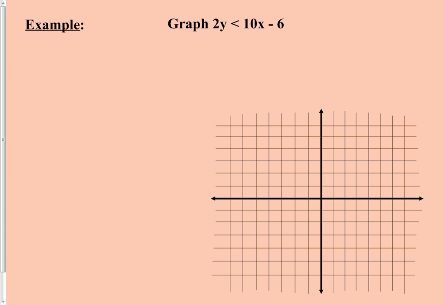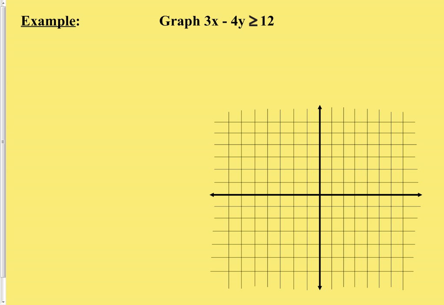But at any rate, here we have an equation. 2y is less than 10x minus 6. Let's solve that, let's graph it, and let's pick a test point and decide which direction to shade it. I also have another example, and the second example is 3x minus 4y is greater than or equal to 12. So again, do the best you can. I know you don't have your graph paper there or anything like that. Just do the best you can with it. Solve it, draw it, pick a test point, and decide which direction to shade it.